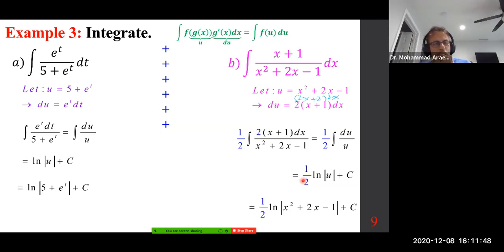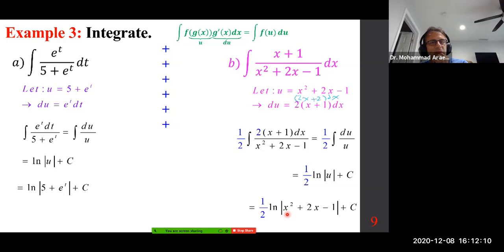Now, one of the differences between A and B is that if in part A you don't put absolute value and you put a parenthesis, it's fine, because 5 plus e to the power of t is a positive value. It's in fact larger than or equal to 5. But in this case, you don't know. You have to keep it in an absolute value.